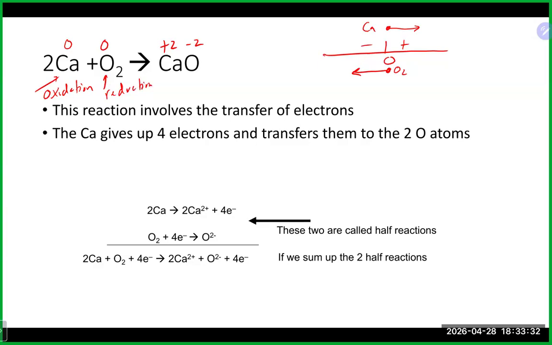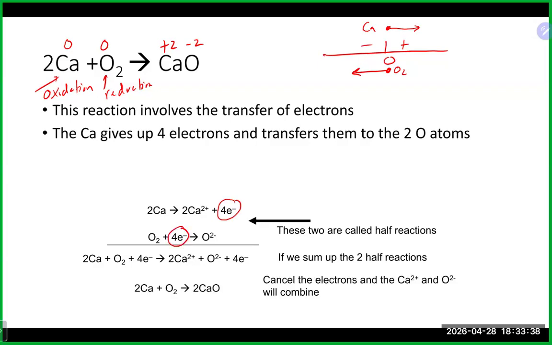We could write our 2 half reactions. As you can see, again, we have the same number of electrons on opposite sides. And when we cancel out the electrons, we do get back our overall reaction of our 2 calciums plus our oxygen, making our 2 calcium oxides. These are synthesis reactions, which are redox reactions. By the way, synthesis reactions, decomposition reactions, single replacement reactions, and combustion reactions are all redox reactions.